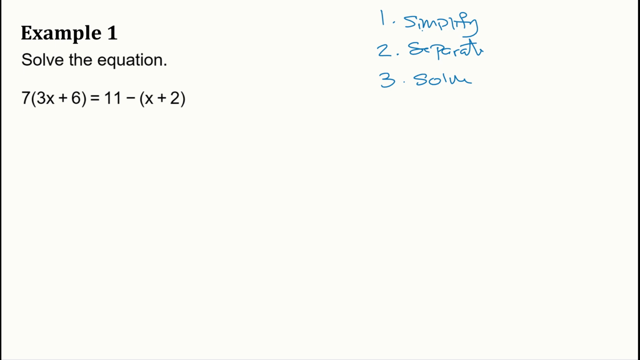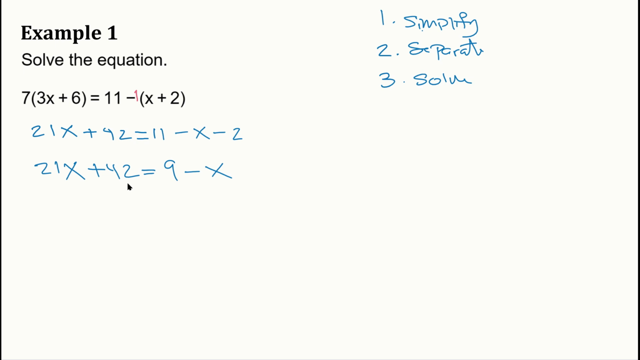So here we're going to go ahead and distribute the 7. So we get 21x plus 42 equals 11. Now be careful, here we have the invisible -1 that we're going to distribute. So we get minus x and then minus 2. So here we're still in the simplify stage, because we have some terms we can combine, the 11 and the -2. So we end up with 21x plus 42 equals 11 minus 2 gives us 9 minus x.